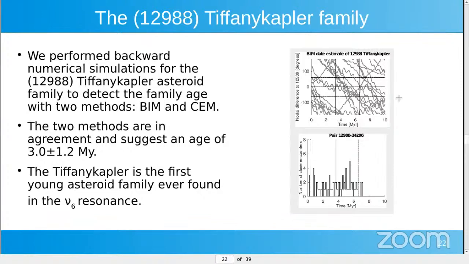The close encounter method is based on counting the number of close encounters in the past between the parent body and members of the family. You can see here, in the second plot, the histogram of the number of encounters between 12988 and another member of the family, with a maximum between 3 and 7 million years. So we obtain estimates of the family age, and these methods can only be used for very young asteroid families, less than 10 million years old. In this case, there is agreement, and the age is 3.0 plus or minus 1.2 million years. This is the first young asteroid family ever found in the nu-6 resonance, which is an interesting result.